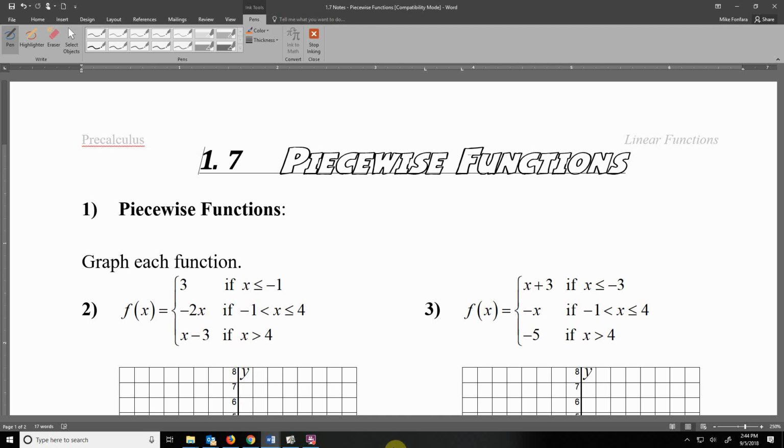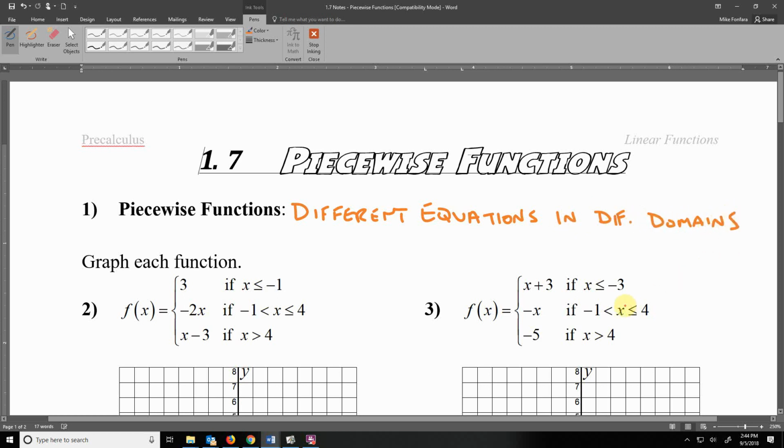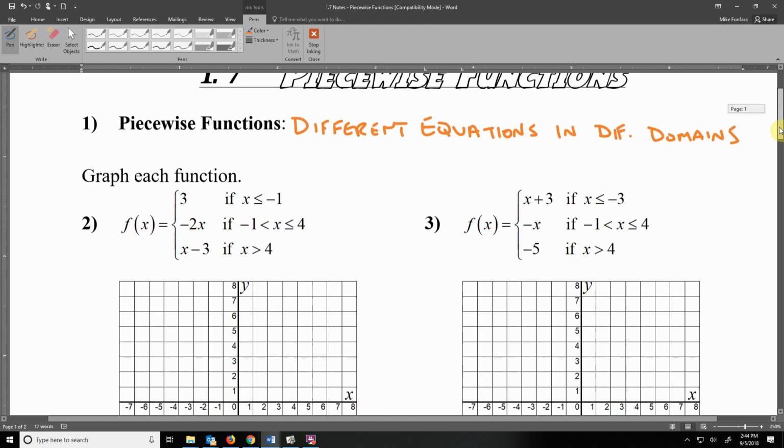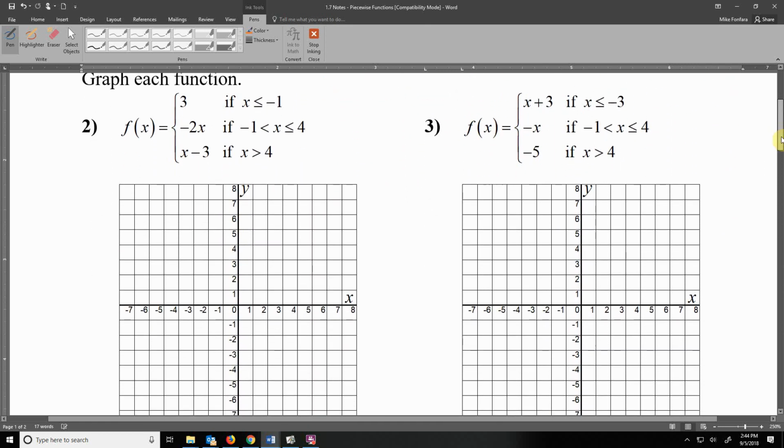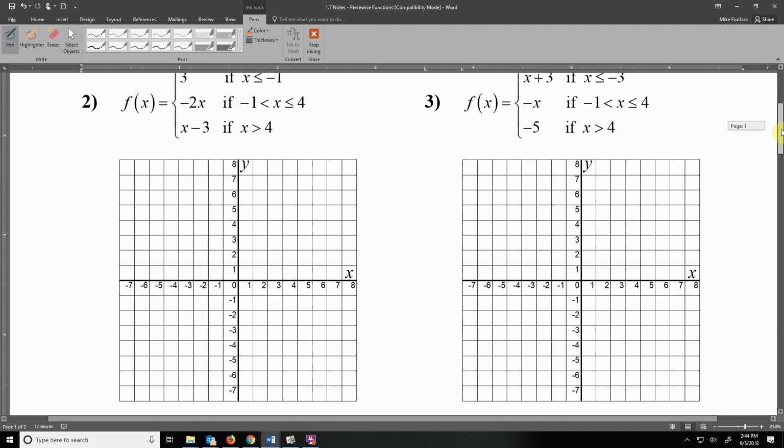Hey guys, today we are going to graph piecewise functions. And piecewise functions are different equations used in different domains. And what it ends up looking like is a function or a graph that comes in different pieces. Okay, so we're going to graph these functions.